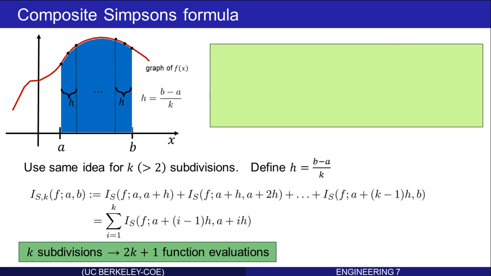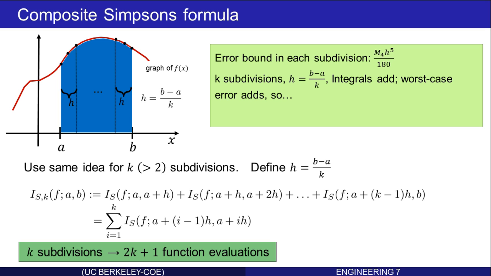Let's do an error analysis. Remember that for Simpson's, the error bound in each subdivision is M4, where M4 is an upper bound on the fourth derivative of f over the interval a to b, times h to the fifth over 180. In this case, there are k subdivisions, and h is therefore b minus a over k. Now the integrals of the subdivisions add to produce the integral from a to b, and therefore the error bounds should add too. The worst case error is just a sum of all the worst case errors that occur in each subdivision. In this case, it's k times this individual error.